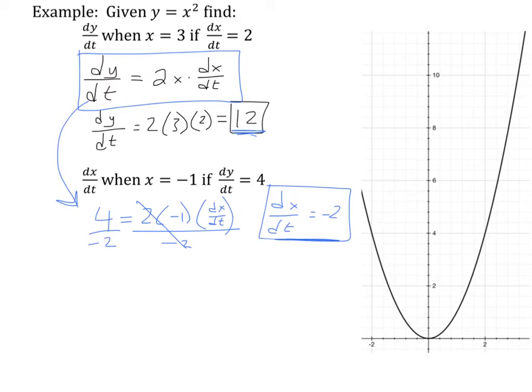Alright, so let's see if we can make sense of these rates. In the first problem, we were told when x equals 3, so I'm over here at x equals 3. We're looking at this point on the function, (3, 9). At that point, if dx/dt equals 2, in other words, if x starts increasing by 2, how much should we expect y to change by?